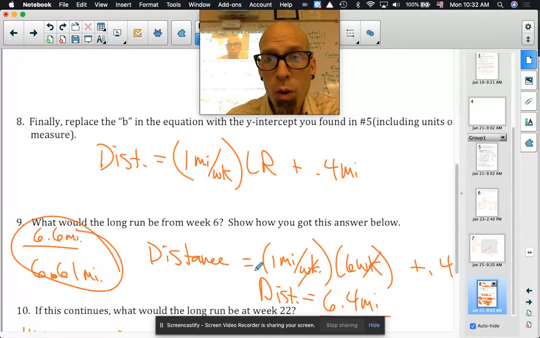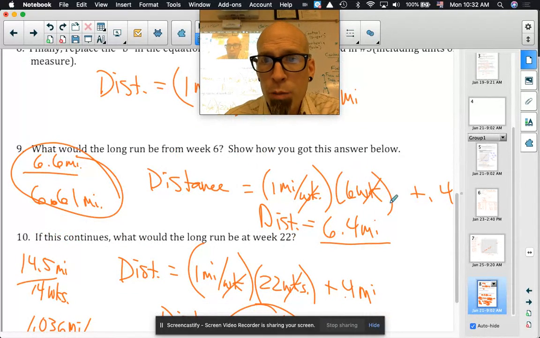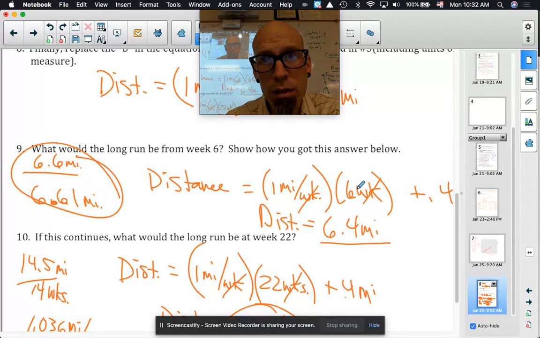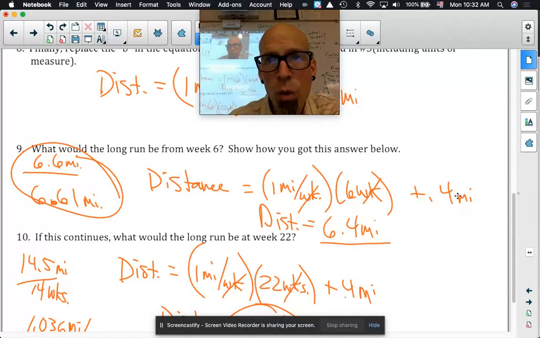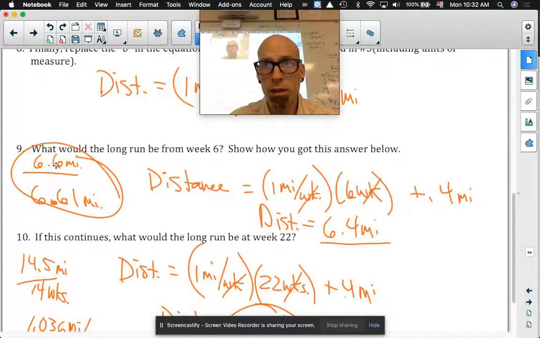Or you could use the equation. If you put 6 weeks in for your long run, times your slope, week here cancels week here, and we end up with just miles. So 6 miles plus your 0.4 y-intercept is 6.4 miles. Well, that's pretty darn close to 6.6. So the equation is telling us the same thing as the graph.